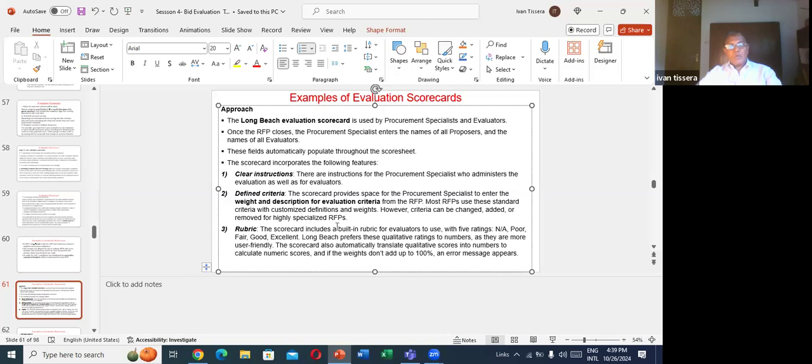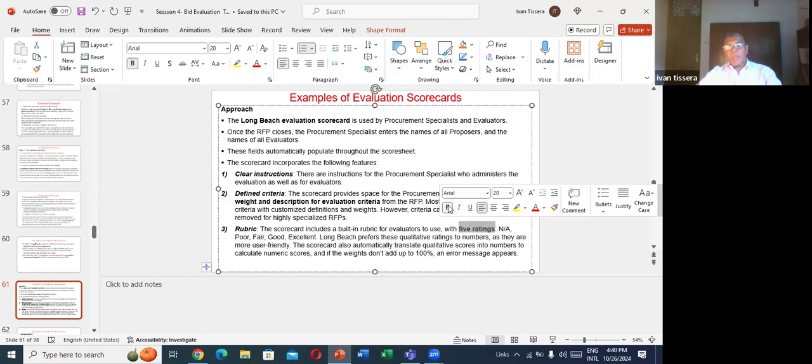Third, rubric. The scorecard includes a built-in rubric for evaluators to use with 5 ratings: not applicable, poor, fair, good, and excellent. These are the 5 ratings they have identified in the scorecard.